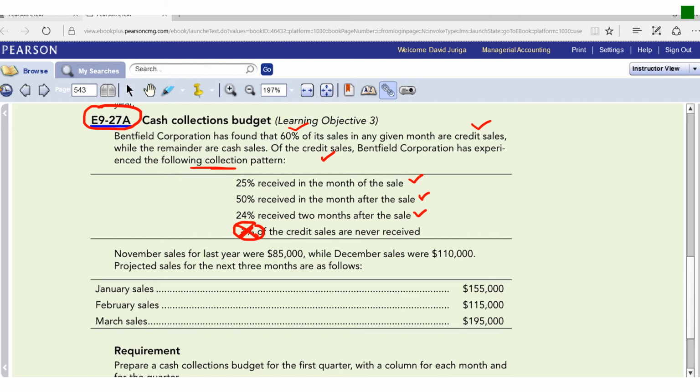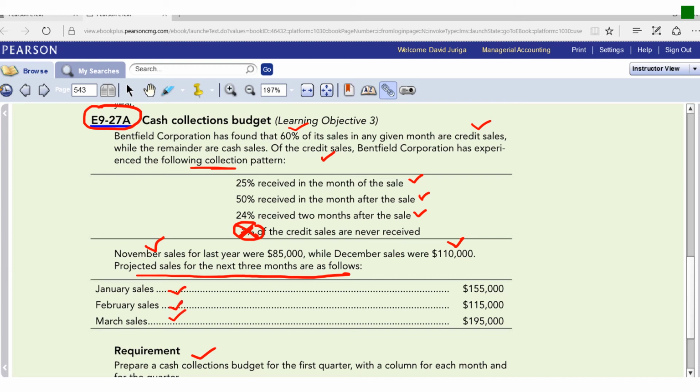They go ahead and tell you what November sales were last year. They give you December sales. They give you projected sales for the next 3 months as follows. And then the requirements down here before, they want you to do a cash collections budget for the first quarter. So basically January, February, March. We'll show you this in the next slide.